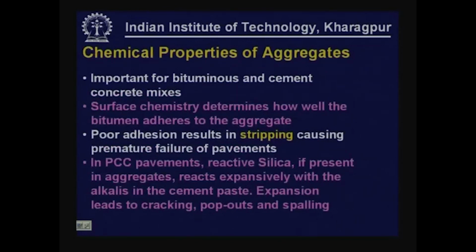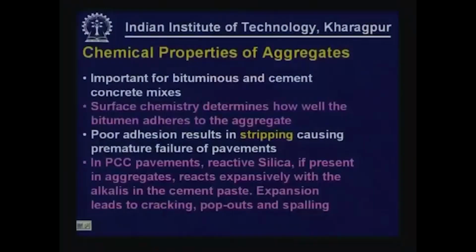And we are concerned about certain chemical properties of these aggregates, as these chemical properties affect the performance of bituminous pavements and concrete pavements. These are important both for bituminous as well as cement concrete mixes. The surface chemistry of aggregates determines how well, in the case of bituminous pavements, bitumen adheres to the aggregates. Poor adhesion would result in stripping, causing premature failure of pavements.